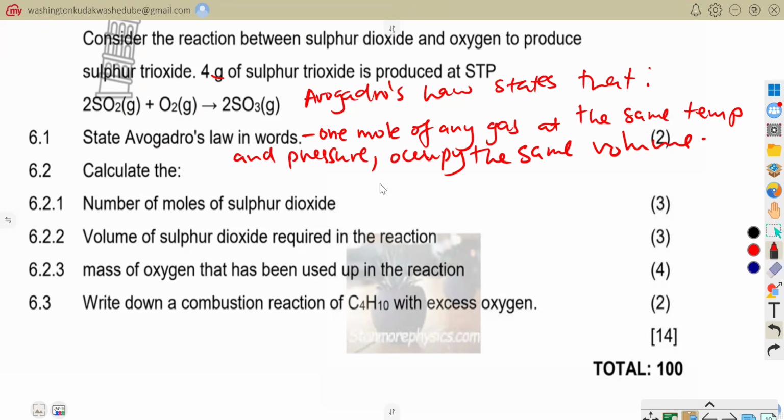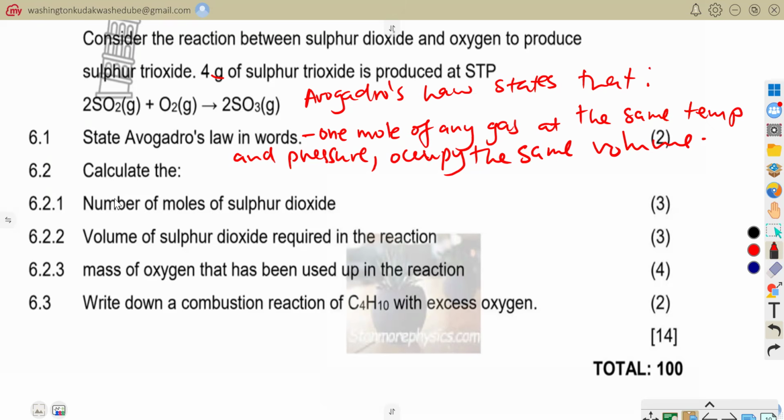Or else let's just say 1 mole of any gas is equivalent to the same number of particles or entities. But I'm sure this one would be easier and simpler to say: 1 mole of any gas at the same temperature and pressure occupy the same volume.